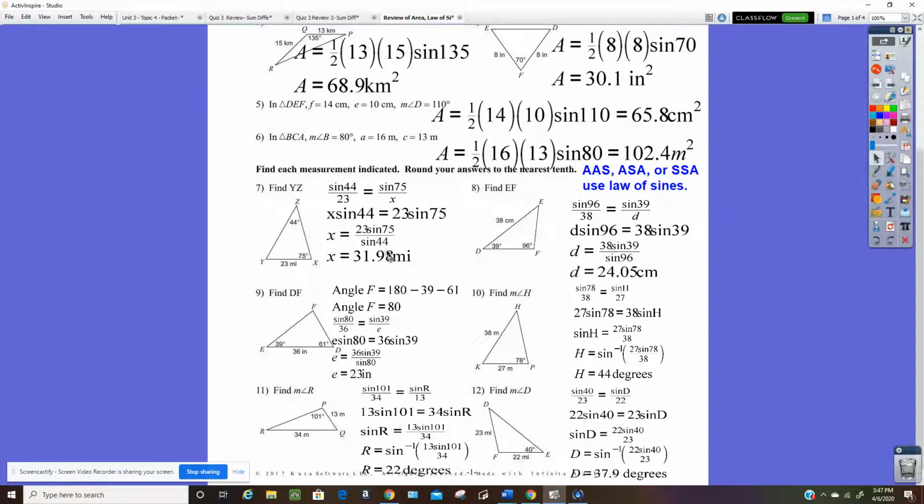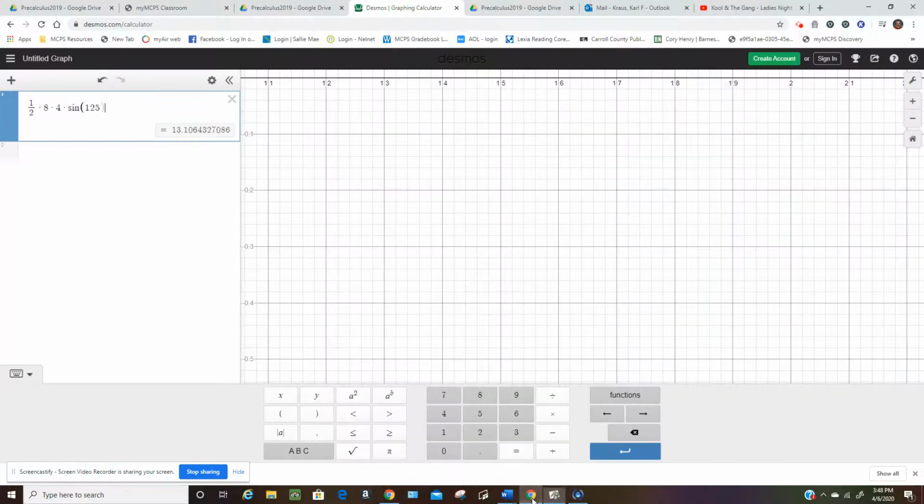So let's go to our calculator for one of these. Let's go with this one here and show it to you on the calculator. Numbers 7, 8, and 9 are pretty similar, but let me just do one of these on the calculator. So I have 23 sine of 75 divided by sine of 44.